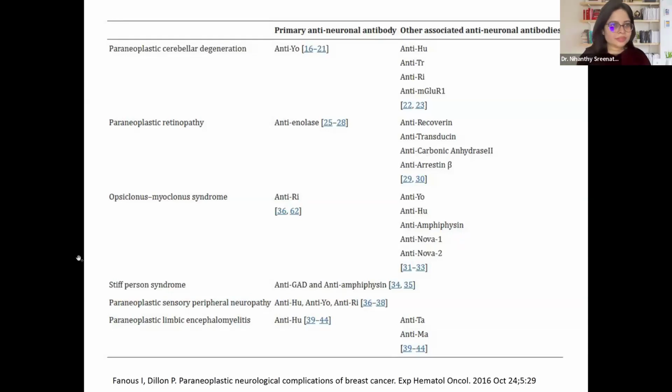Yes, sir. Have you come across any of these paraneoplastic neurologic syndromes? Sir, I have seen one patient in my residency who actually presented with stiff person syndrome. And in her case also this turned out to be positive, the anti-amphiphysin. Yeah, anti-amphiphysin was positive in her case.